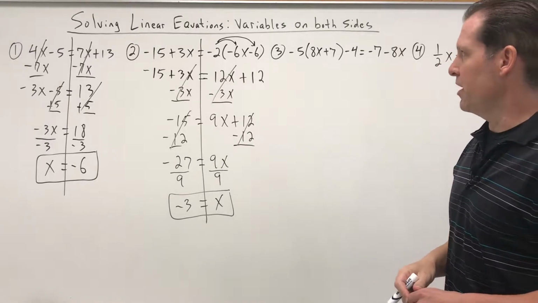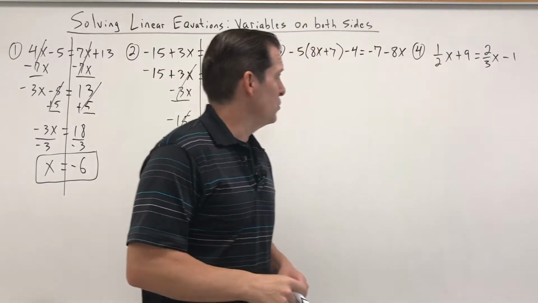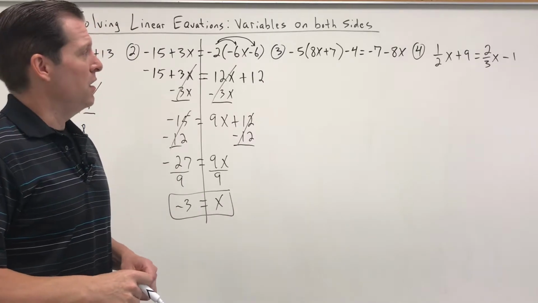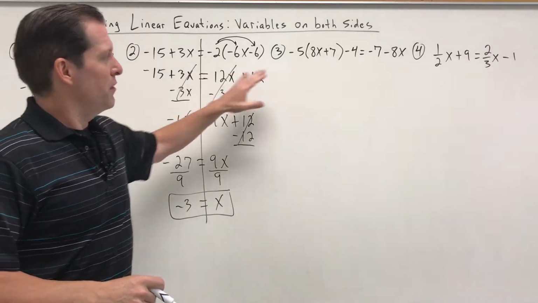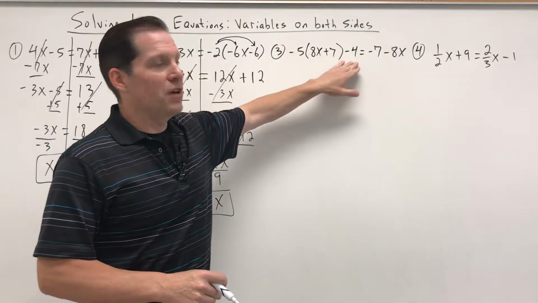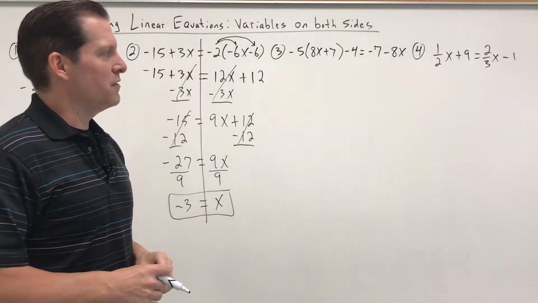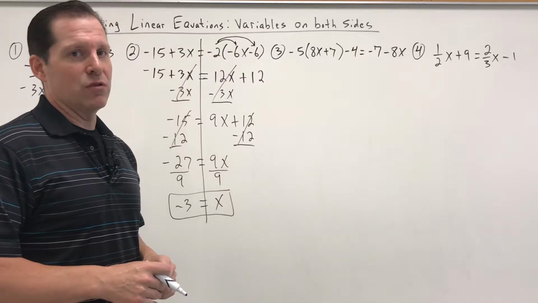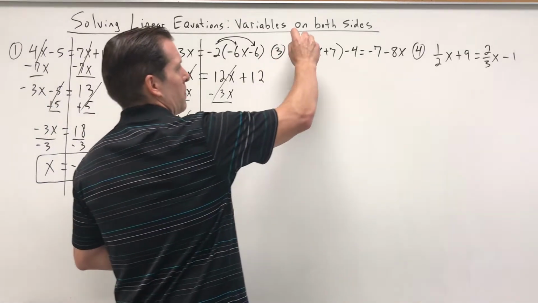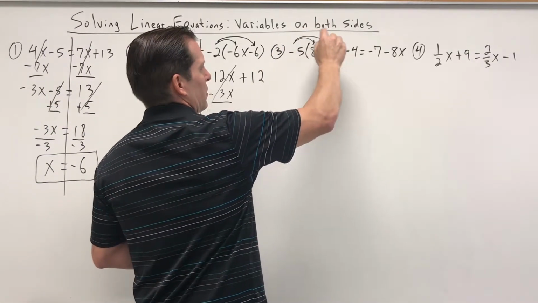That'll be your check. Moving on to number 3, it is similar to number 2 as well. We have the parentheses, the distributive property, but then I also have another term here. So we want to simplify as much as we can on the left side before we start moving any variables over. So I'm going to distribute this negative 5 first.